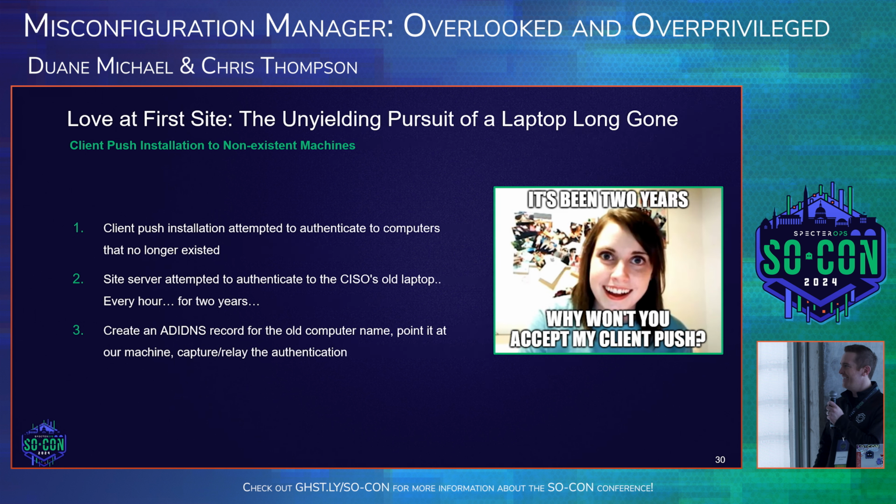This is one of my favorites. This was interesting. We were operating at a client and saw in their logs that automatic client push installation was enabled for their domain, and the site server had been attempting to authenticate to the CISO's laptop for over 2 years. We did not abuse this during the engagement, but there are a couple ways we thought of that could potentially be used to abuse this if we were to create a DNS record for that computer name and assign ourselves that IP address. Potentially, we could capture and relay that authentication. We just thought it was interesting that the site server was spraying its creds for over 2 years, not just to their laptop, but to a few others as well.